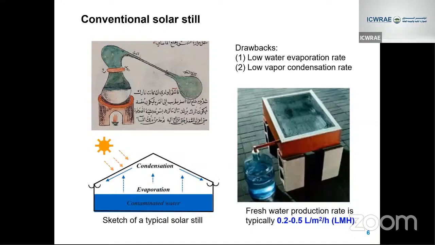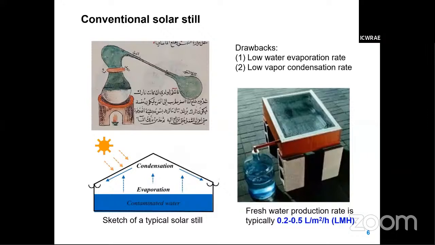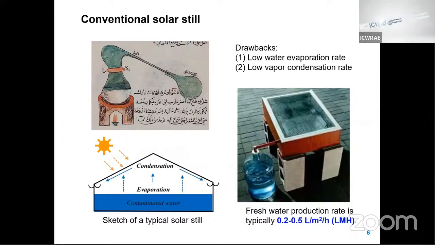You may or may not know that the first ever solar still was invented in the Middle East about 500 years ago by Arab alchemists. Well, from the modern science, modern design point of view, there are two very obvious drawbacks in the conventional solar still. It has a relatively low water evaporation rate. It also has a very low vapor condensation rate.